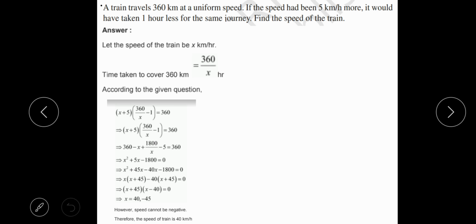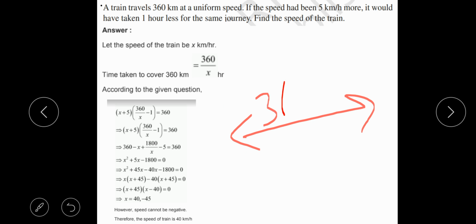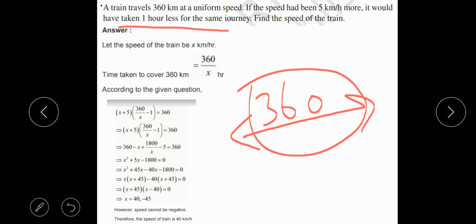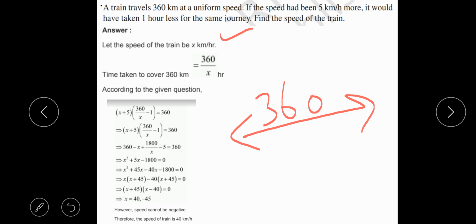Now the next question is again related to speed, but here the question is related to a train. A train travels 360 km at a uniform speed. We have been given the total distance is 360, and if the speed had been 5 km more, if we increase the speed of the train by 5 km per hour, it would have taken 1 hour less for the same journey, that is 360 km. Find the speed of the train. So firstly let us consider the speed of the train is x km per hour.